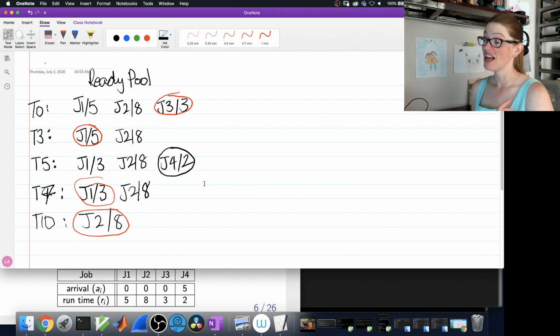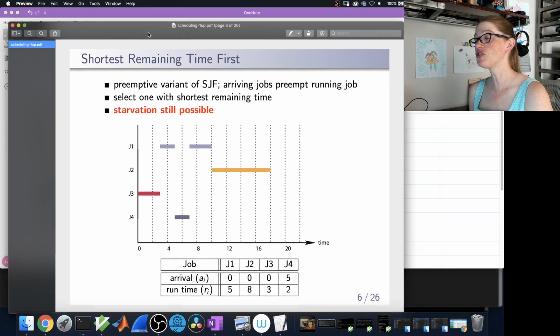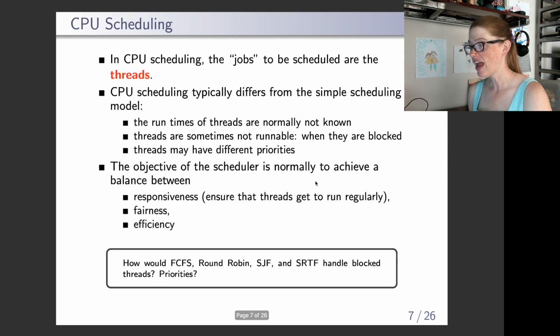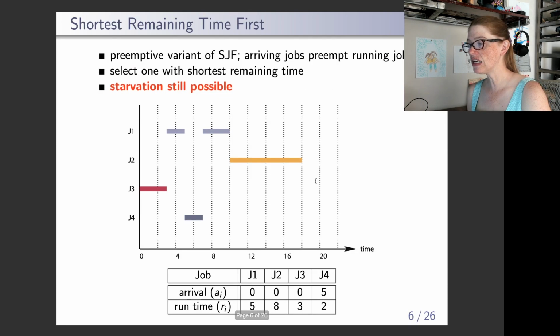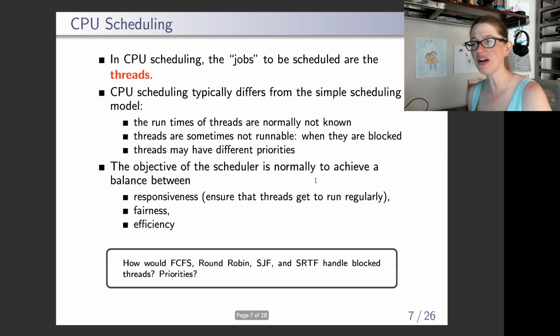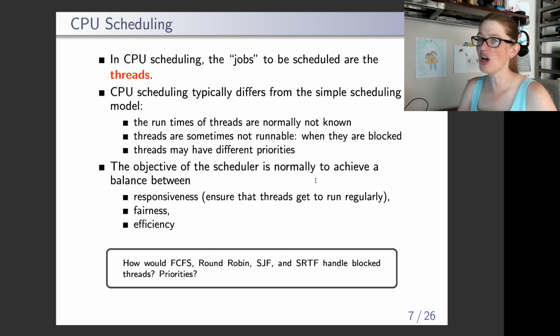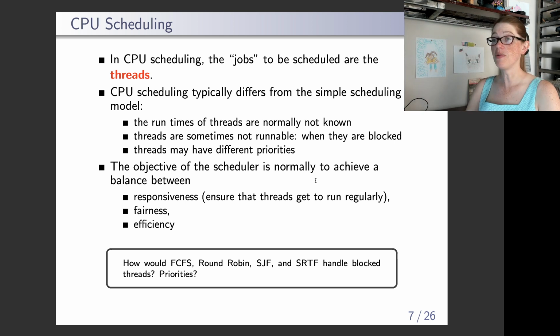Now, there's an additional problem with these 2 methods to address the question that's posted on Twitch here. And that is, how do you know how long a program's going to run for? Because in reality, we're not talking about jobs, we're talking about threads. And I don't know about you, but when I sit down to use a program on my computer, I don't know how long I'm going to be running it for.